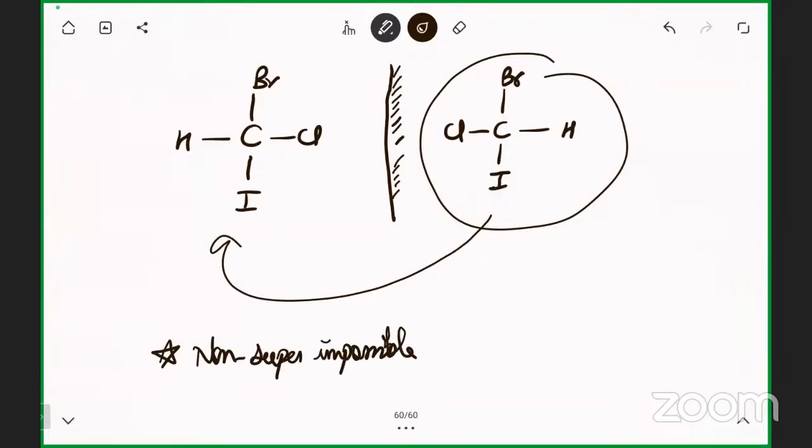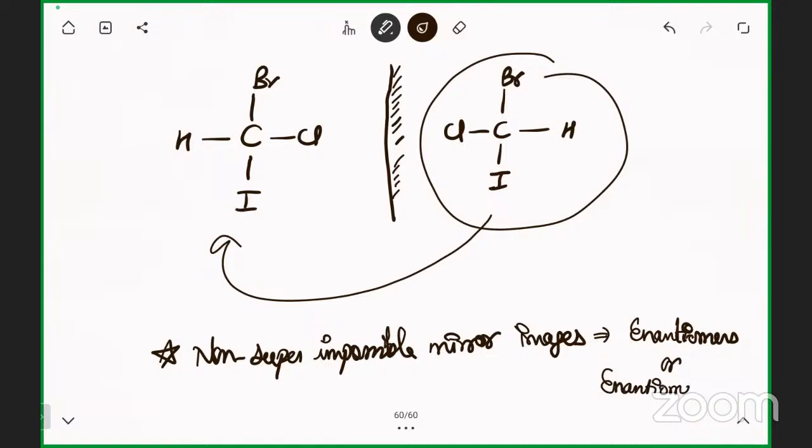non-superimposable mirror images are formed and they are known as enantiomers. Non-superimposable images are known as what? Enantiomers, or you can say enantiomorph. Enantiomorph. Clear this thing? Yes, sir. Very good.